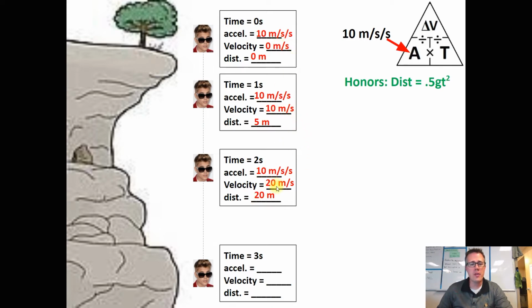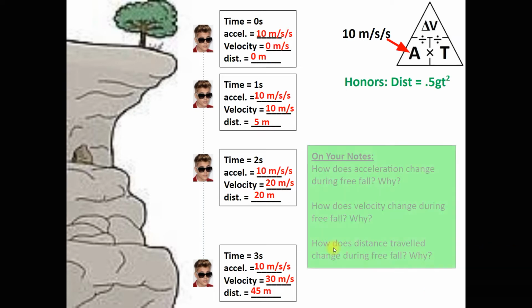He's covering more ground per second the longer he falls. In the 3rd second, gravity has not changed. It is still 10 meters per second per second. But now we've tacked on 10 more to his velocity, and now his distance has really jumped up. He's now traveled 45 meters.